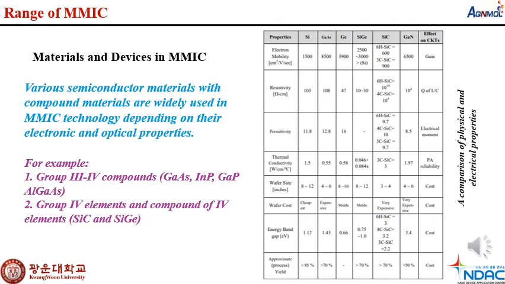Here I have mentioned various semiconductor materials with compound materials. For example, we can say group 3 to group 5 compound materials, for example gallium arsenide, indium phosphide, gallium phosphide, aluminum gallium arsenide. This kind of material we can use for fabricating. And group 4 elements and compounds of group 4 elements, for example silicon carbide and silicon germanium, we can also use for this MMIC technology.